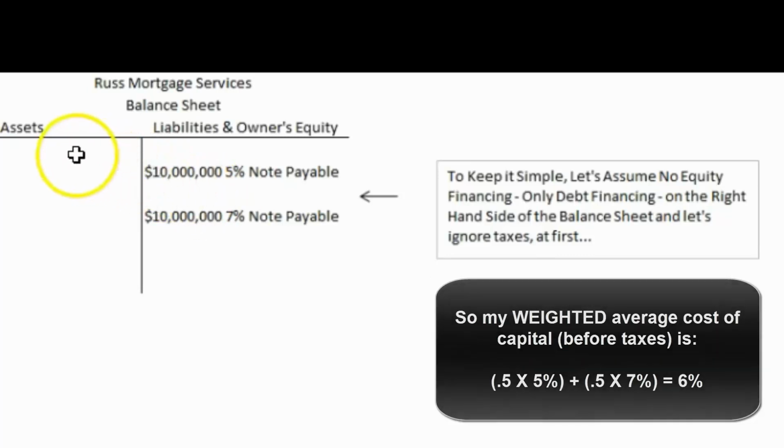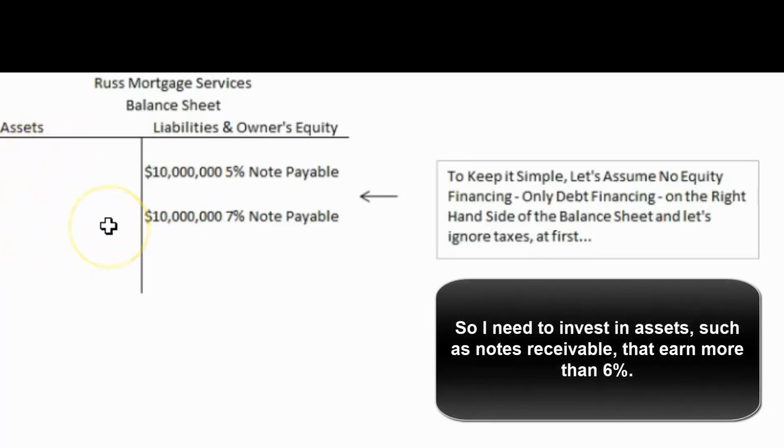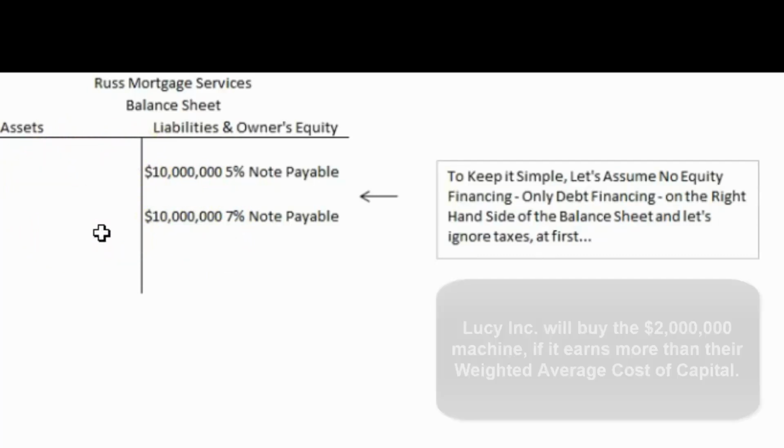So if a student comes to me and wants to borrow money for the home and wants to pay me 5.5% interest, I don't do that deal. On average, my money on the right-hand side of my balance sheet costs me 6%. I need to earn at least 6% on the assets I stick on the left-hand side. So that's the way we're going to look at a capital budgeting problem.